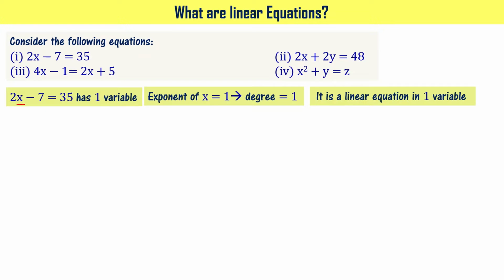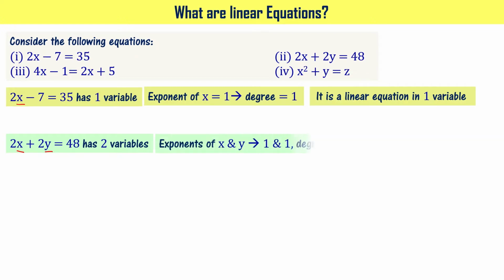Let us consider the second equation given, that is 2x plus 2y equal to 48. It has got two variables. Variables are x and y, right? So if you observe the exponents of x and y, both are 1 and 1. Hence, we can say that the degree of this equation is 1. It means it is a linear equation, but in two variables. Please note this. It means we are not going to cover this kind of equations in this chapter.